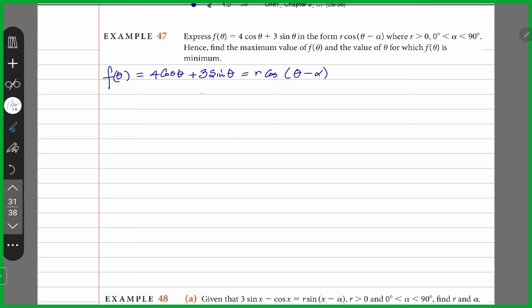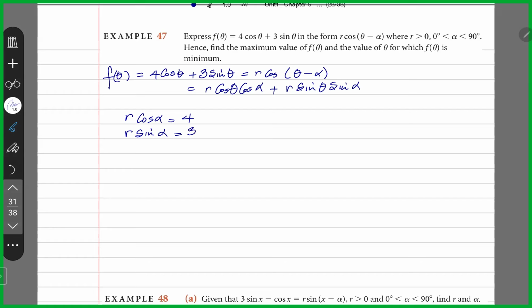Let's expand on the right. On the right, we're going to get r cos theta cos alpha plus r sine theta sine alpha. Equating coefficients, we're going to get r cos alpha is equal to 4 and r sine alpha is equal to 3.